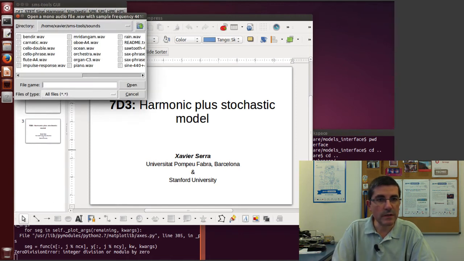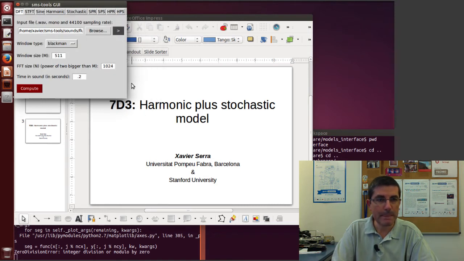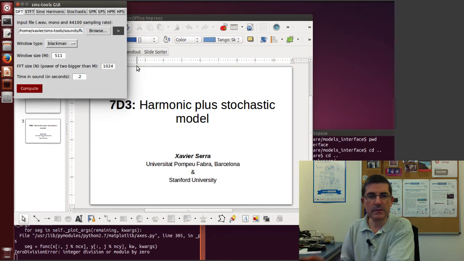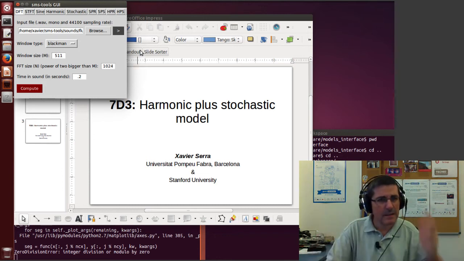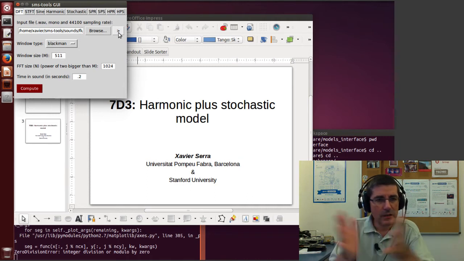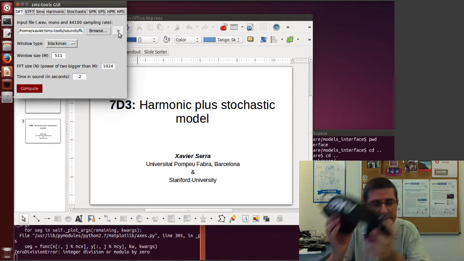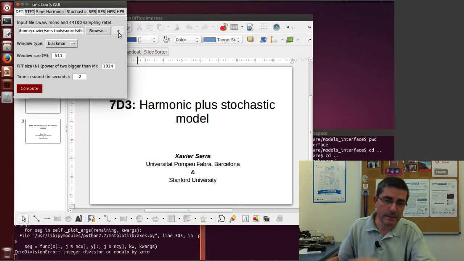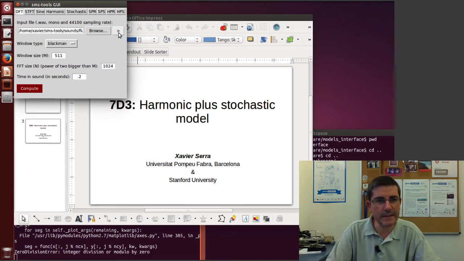We will start with the flute sound. Okay, so let's listen to this flute sound. It's a very stable note, with a quite clearly defined pitch. In fact, it's an A4. And it clearly has some breathing quality that will be relevant for this idea of the stochastic component.